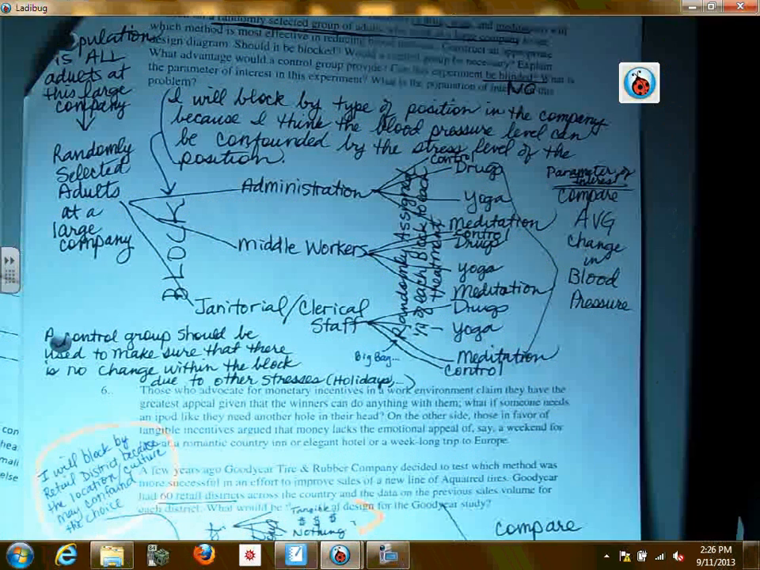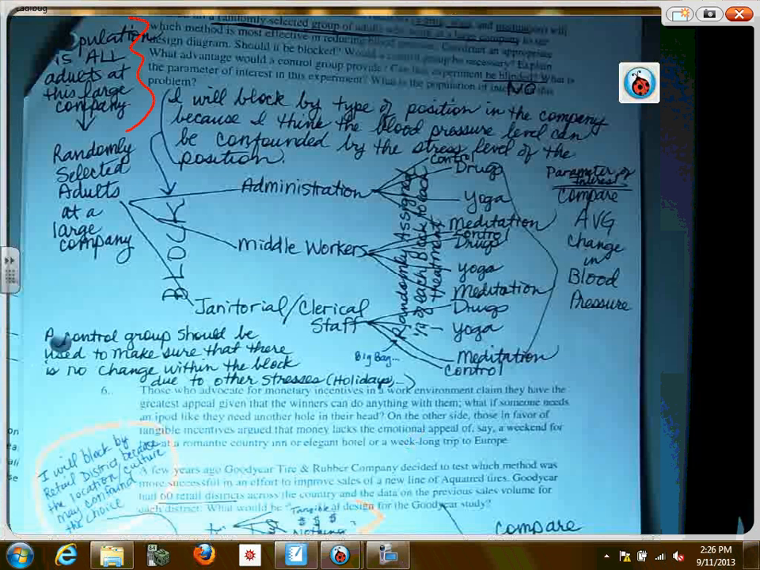So here we go. Because one of the questions was, what's the population of interest? I had this at the beginning. Population is all the adults at this large company. And so then I, from that, randomly selected adults. I think it should probably be adults with high blood pressure because I probably shouldn't give blood pressure medicine and pills to people who have regular or low blood pressure naturally because then that could harm them. So I probably should limit this to the high blood pressure adults.